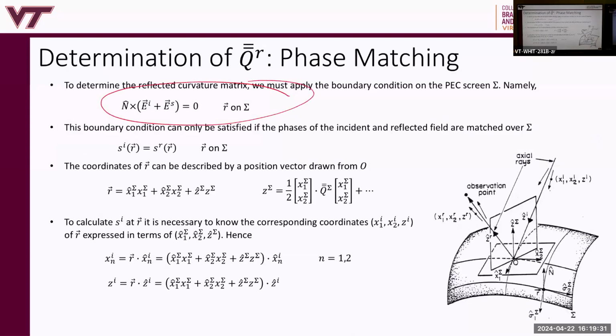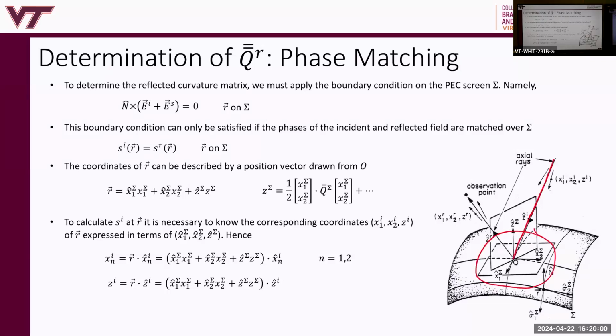n cross (E incident plus E scattered, or E reflected) equals 0 on the screen sigma, on the reflecting surface, right? In order to apply that boundary condition, PEC tangential E goes to 0, we needed to match the phase of the incident and reflected fields, right? It's called phase matching. And in order to do that, for r on sigma, we needed to do it over a region on the surface.